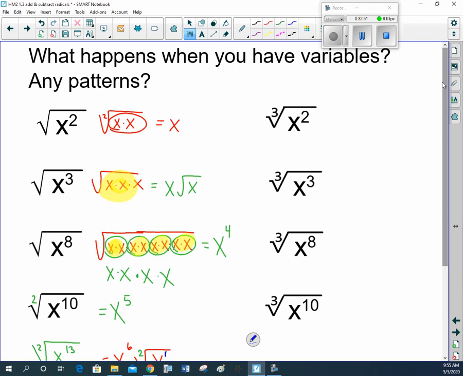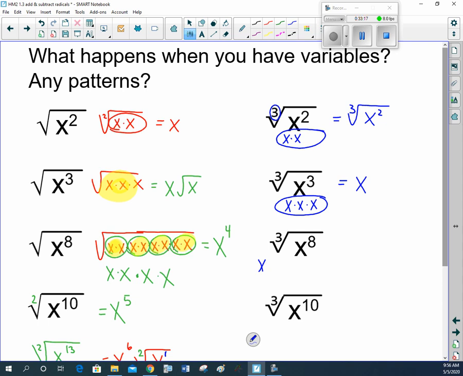Okay, so if we did prime factorization of this, this would be x times x. The index number is a 3, so that means you need to have 3 identical factors. I do not have 3 identical factors, so this one is reduced. The cubed root of x squared is just x squared. Okay, what is the cubed root of x to the 3rd? Well, there are 3 identical factors, so the cubed root of that would be x.